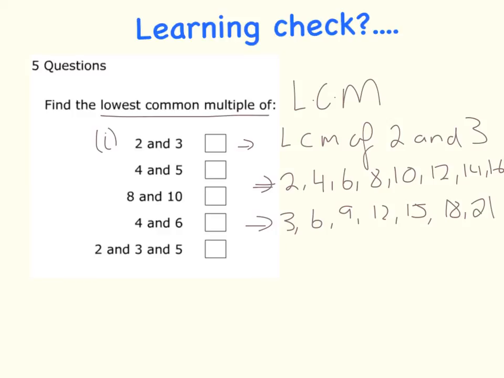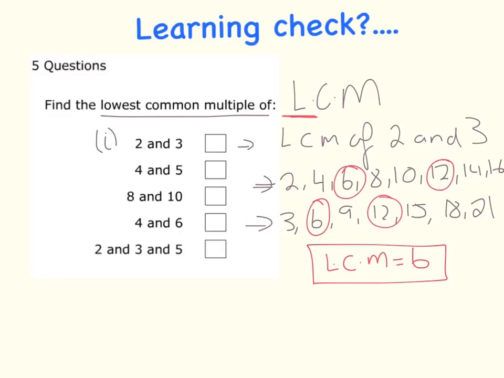What are the common ones? Both have 6, and they both have 12. Okay, now if I continued on, they probably would have more in common. But remember, I am only interested in the LCM, which is the lowest of them. So, for the question that we're given here, find the LCM of 2 and 3. The lowest common multiple, from looking at it, what can you see? The LCM is equal to 6.